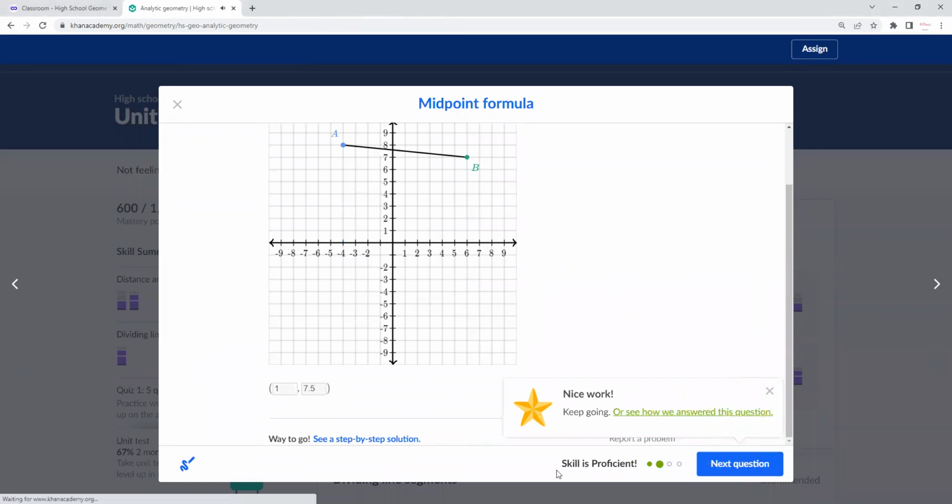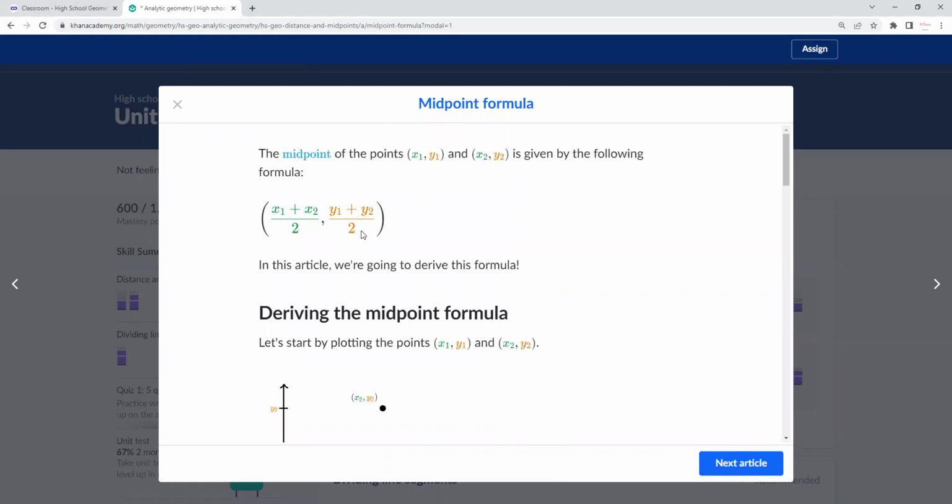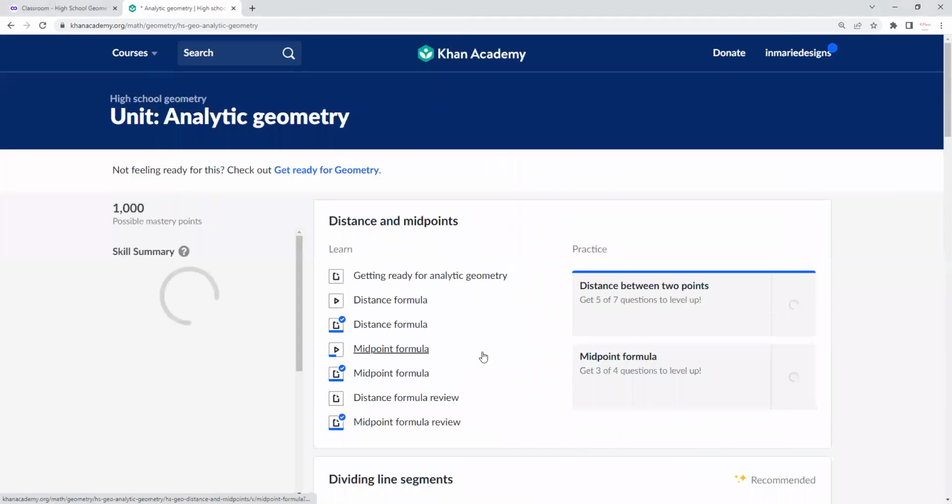Practice distance and midpoint. Also remember the midpoint formula is here. It's also on the formula sheet I gave you.